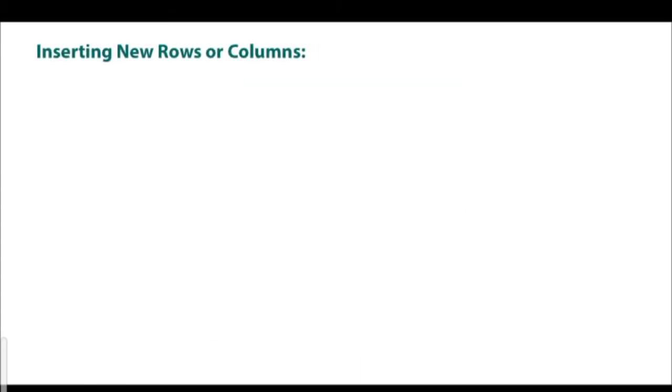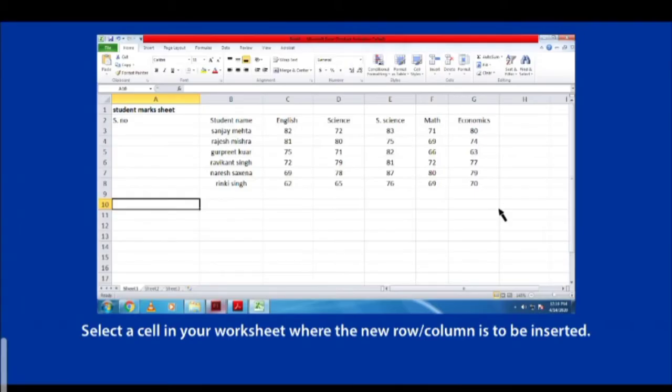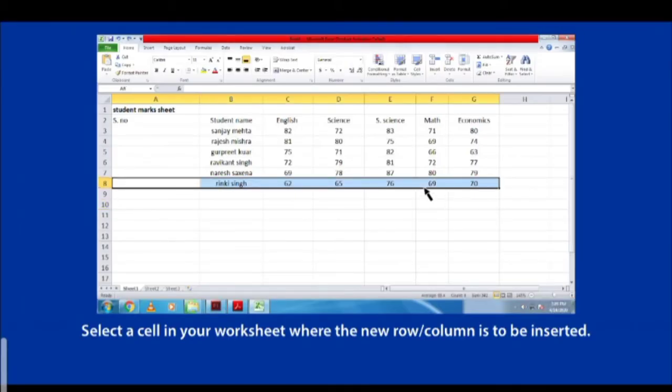Inserting new rows or columns. Excel allows us to expand our worksheet as needed by inserting new rows or columns in an existing worksheet, which can be used for adding new data values. To insert a new row or column in the worksheet, select a cell in your worksheet where the new row or column is to be inserted.